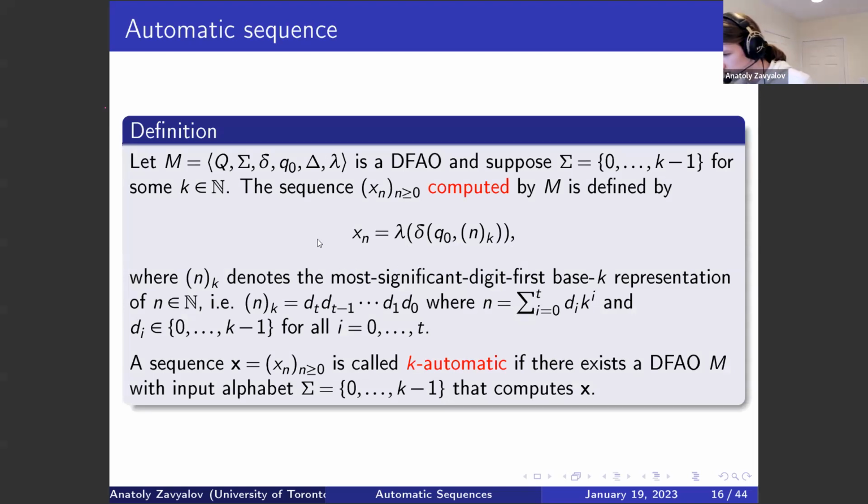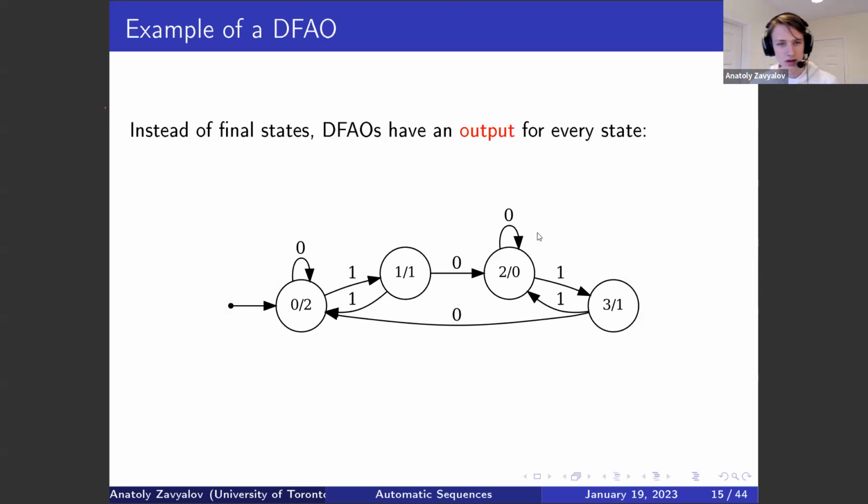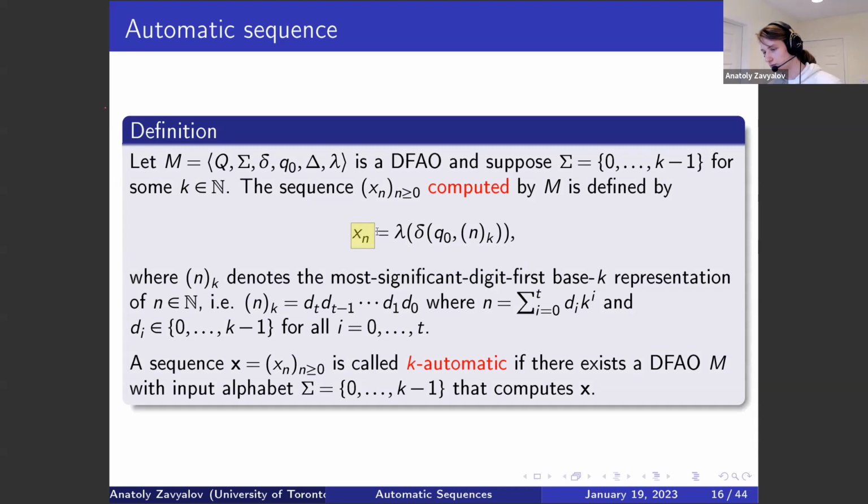So don't worry about trying to understand all of this. What all of this means is you feed a number into this kind of automaton with output and just see what you get. If you do this for every natural number, the nth term of the sequence you get is just plug in n in base k, where k is whatever input alphabet you have. So here it would just be 0 through k minus 1, and see what you get. And that will be the nth term of your sequence.